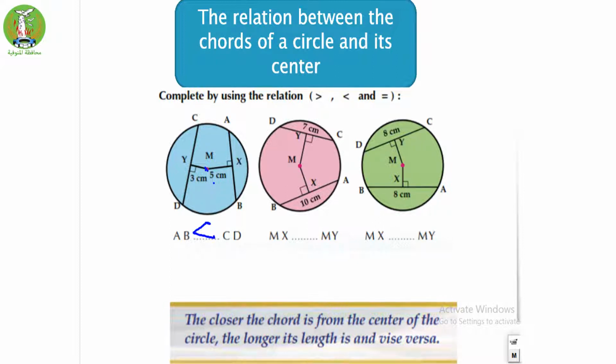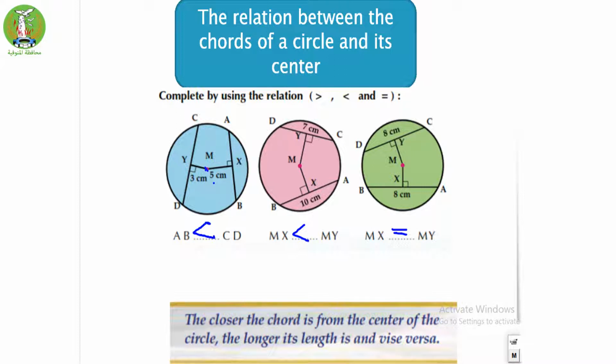And second figure here, the length of AB equals 10 centimeters and the length of the chord CD equals 7 centimeters. So we can see that MX is less than MY. But here in figure 3, MX and MY, what's the relation between them? If AB equals 8 centimeters and CD equals 8 centimeters, so AB equals CD, then MX equals MY.